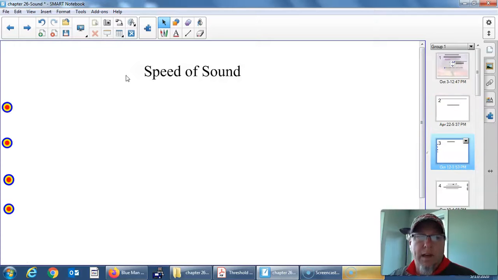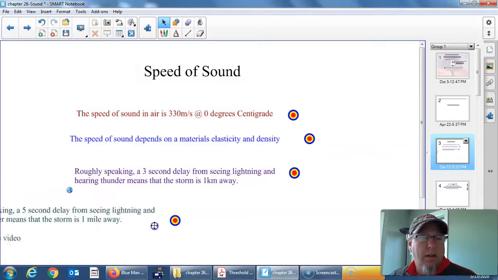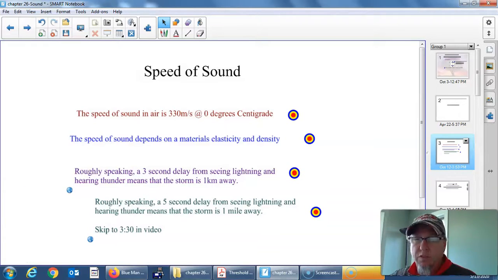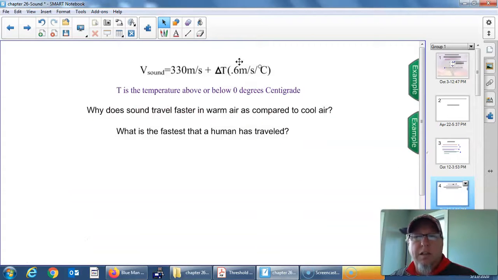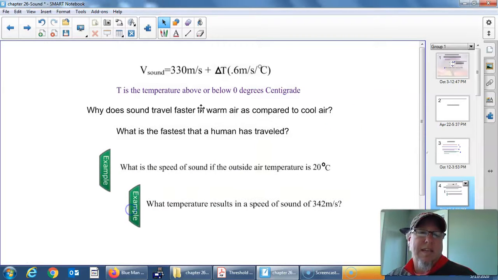And after we did that, we talked a little bit about the speed of sound and how you can use lightning and sound to figure out how far away a storm is. And then finally, we looked at adjusting the speed of sound using a couple of math formulas. So we could take the speed of sound if it's not at 0 degrees centigrade, and figure out how fast that is.